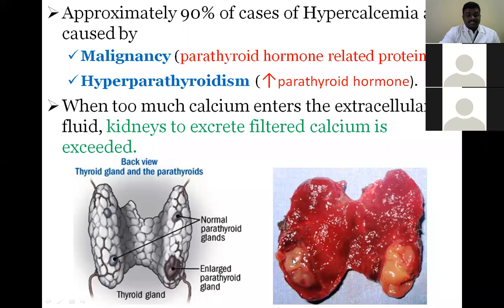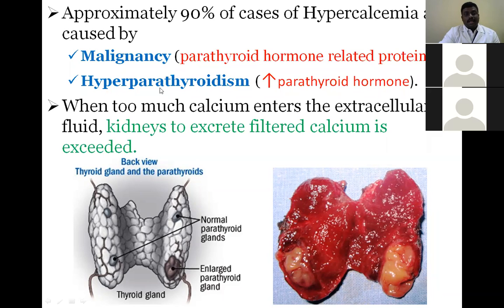In that cancerous condition especially, it is not releasing parathyroid hormone. So that cancer cell is producing parathyroid hormone related protein. When the parathyroid hormone related protein is released into the blood, it is producing more calcium release, or reabsorption of more calcium.